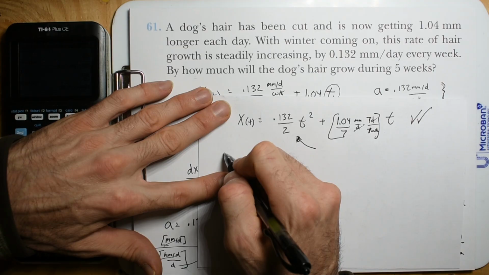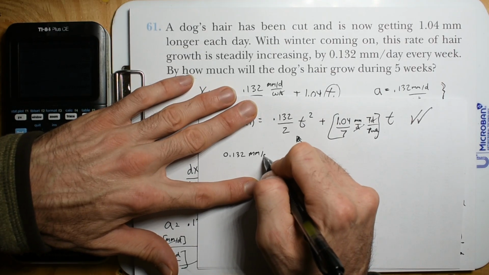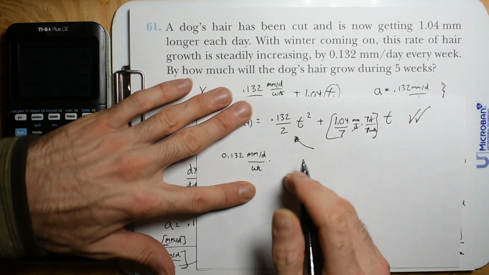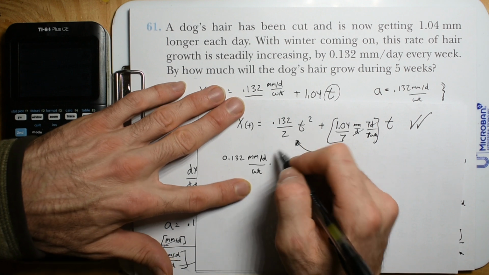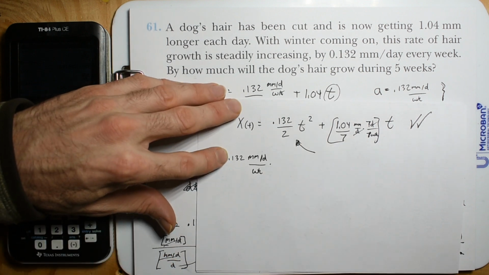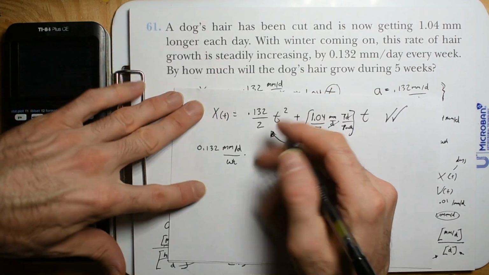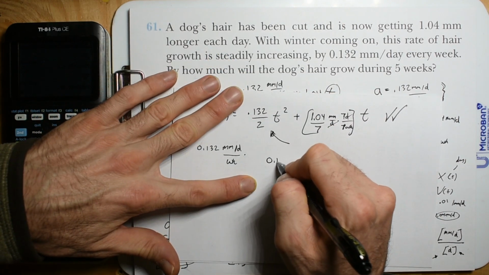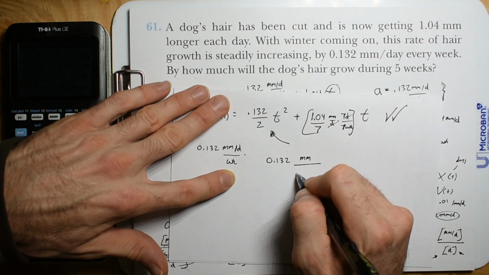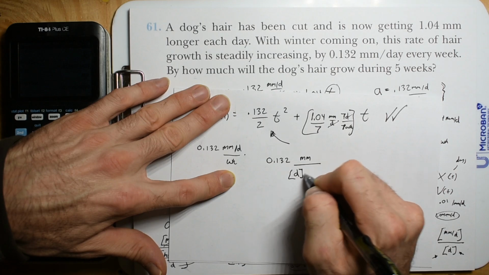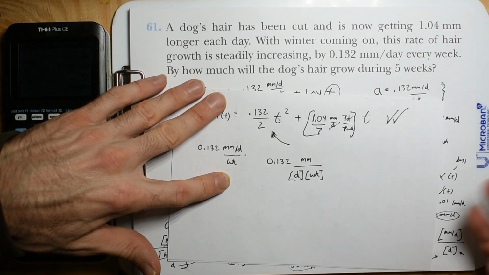Yeah, let's try that. So we have 0.132 millimeters per day per week. Okay, so the week is chill. We want that. Maybe it'd be beneficial to rewrite this. So we have 0.132. Let's get millimeters on top, and then we have days right here, and then we also have weeks right here. So that's what we have.